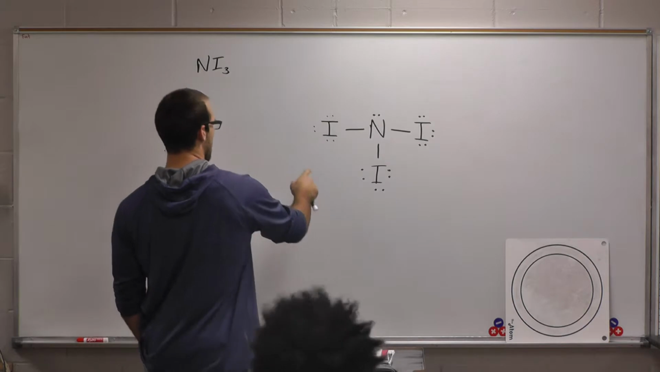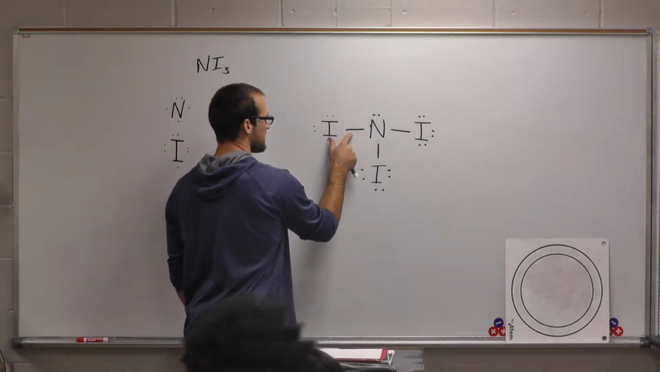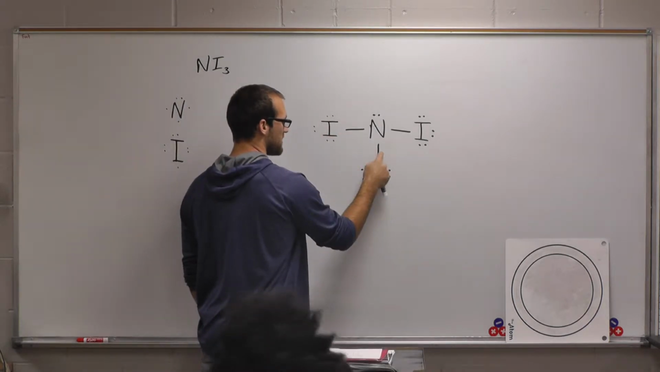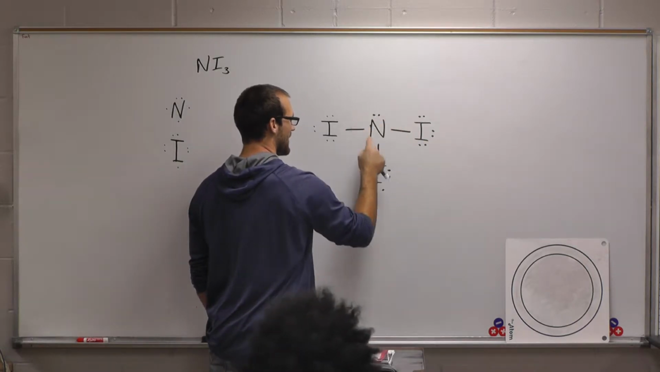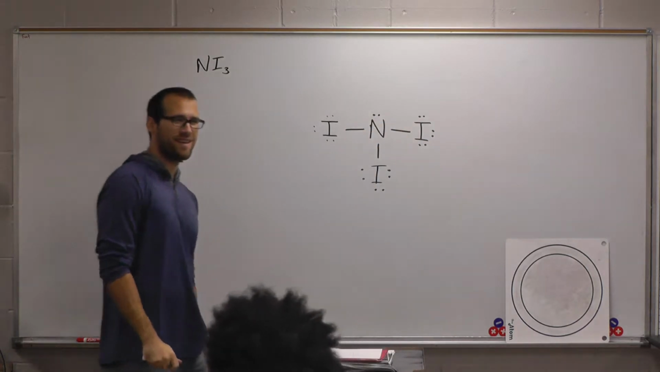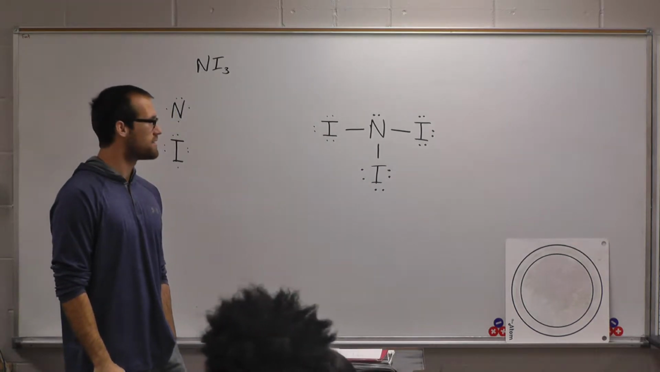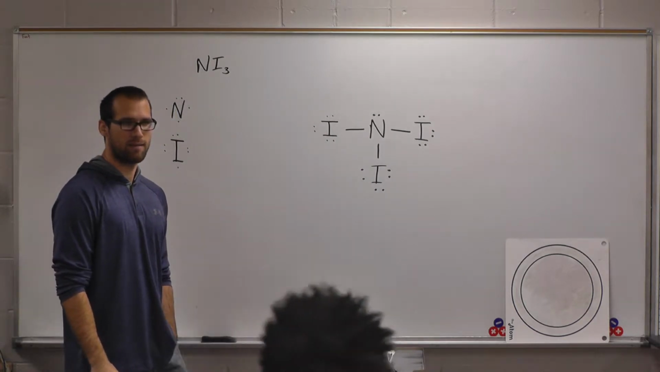It says check to see if all your elements fulfill the octet rule. Okay, well let's look at iodine. 2, 4, 6, 8. 2, 4, 6, 8. If that's correct, you've probably done it right.